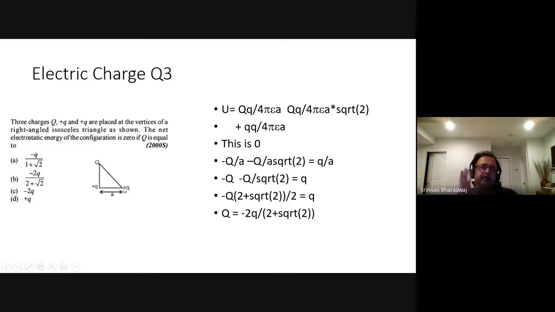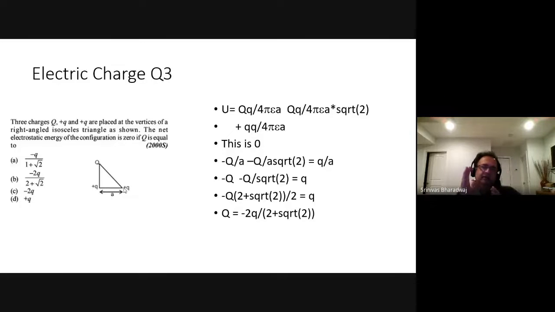He's asking under what circumstances it is 0. It will be 0 when Q is some ratio of the little q, and big Q is a ratio of little q. So then you do the algebra. You set U equal to 0, and you do the algebra.